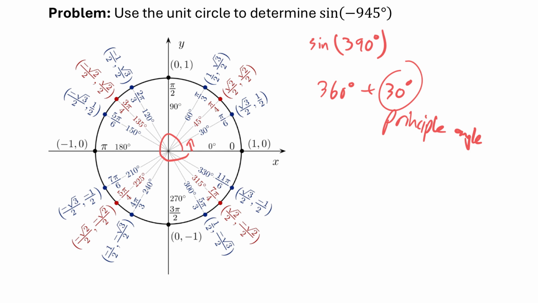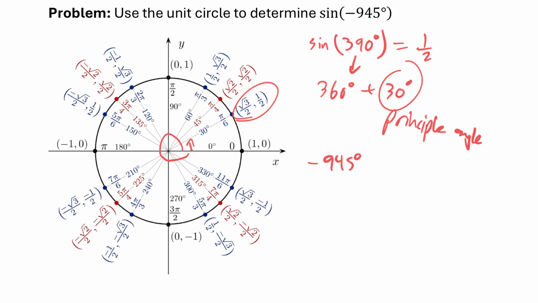Okay. Well, what is sine of 30? Sine is the y value, so it's going to be 1/2. In other words, what we do is we take our angle and we find the principal angle, and then we just look for the principal angle on that unit circle.